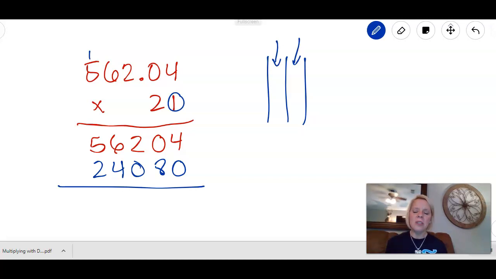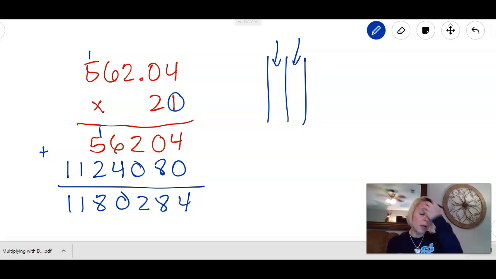And then 5 times 2 is 10, plus 1 is what? 11. Okay, so now we're going to add these partial products. 4, there's 8, 2, 10, 5, 6, 7, 8, 1, and 1. Now that is a huge number. Okay, so we cannot leave it alone because we multiplied a decimal value.